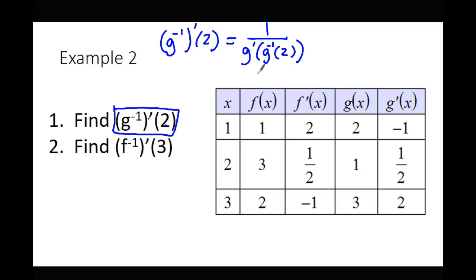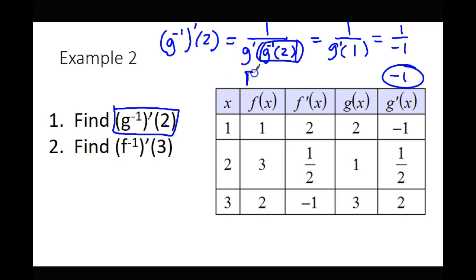So, what is G inverse of 2? Let's do that first. G inverse of 2 is 1. You guys good? And then 1 over G prime of 1. What's G prime of 1? And so my final answer is -1. Okay, so we start with the formula, right? And then we simplify.